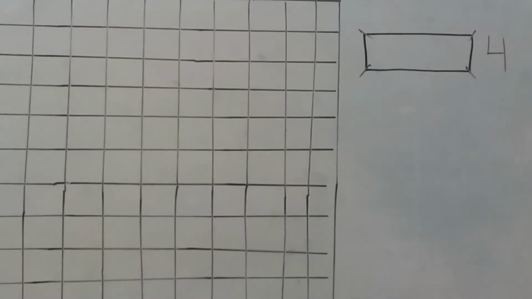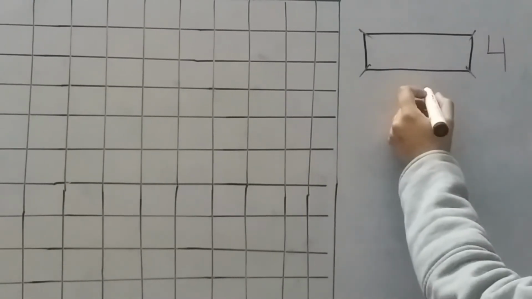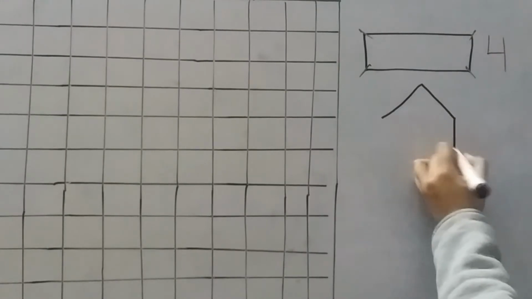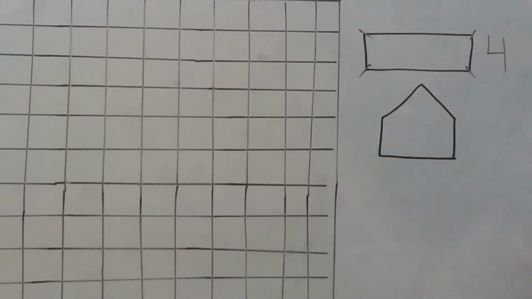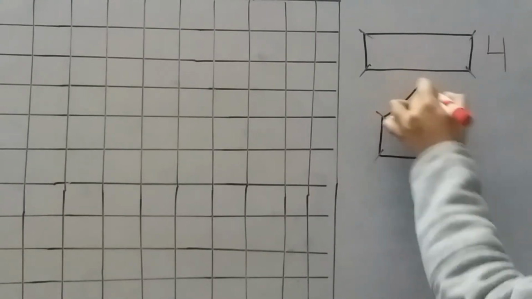Alright. Our next shape over here can be pentagon. It's very simple. It's like a house. You know how to draw a house? It's simply like that. Now let's count the sides. 1, 2, 3, 4 and 5.